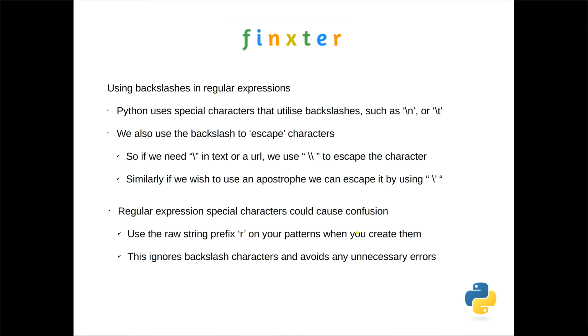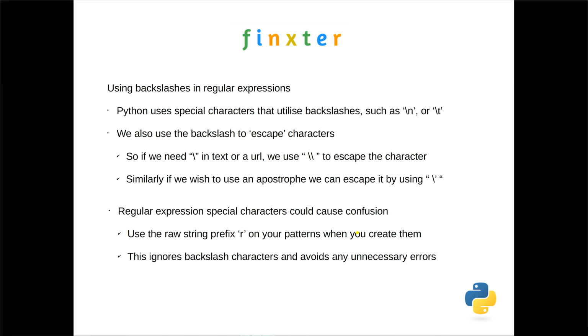So if we need a literal backslash or a literal apostrophe, we use a backslash to escape that character, which tells Python that we want the literal meaning of the symbol, not anything special. Now, of course, regular expressions use backslashes, and that could cause confusion. So I suggest every time you create a pattern, we use the raw string prefix r in front of the pattern, which tells Python that you want the literal interpretation of what's within the speech marks. And you'll see us use this in code in a minute. So this tells Python to ignore the backslash characters effectively.